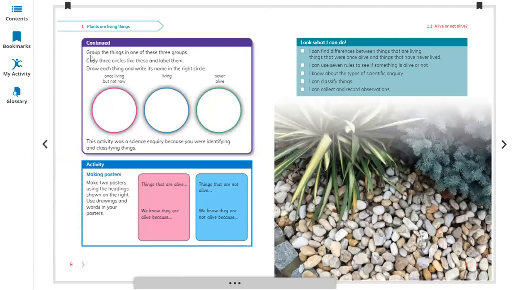Next page, number 8. Group the things in one of these three groups. Copy three circles like these and label them. Draw each thing and write its name in the right circle. Once alive but not now. In once alive, we can write here wood.